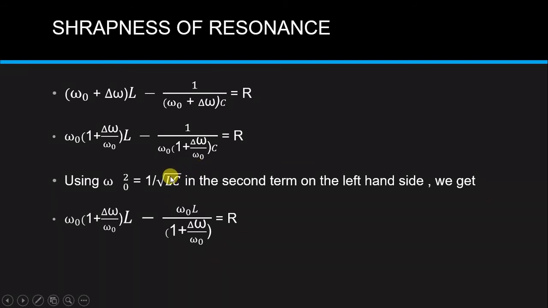So we will put the value 1 upon omega 0 C equals omega 0 L. So see here, omega 0 L (1 plus delta omega upon omega 0). These things will remain the same, but omega 0 C, we will put that omega 0 L equals R.